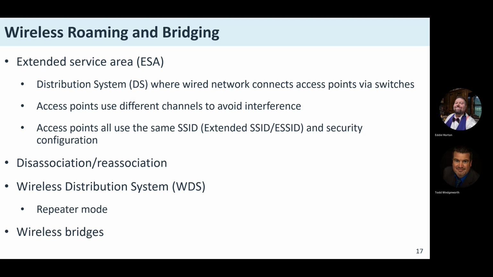So a distribution system is where all of these wireless networks connect to your switches. You try to use different channels to avoid interference. Access points use the same SSID and security configuration in an extended service set. Disassociation and reassociation is where it disconnects from a network and reassociates. In the process of that, the key gets exchanged. That is actually the weakest point in the whole encryption algorithm because the key's got to be exchanged.